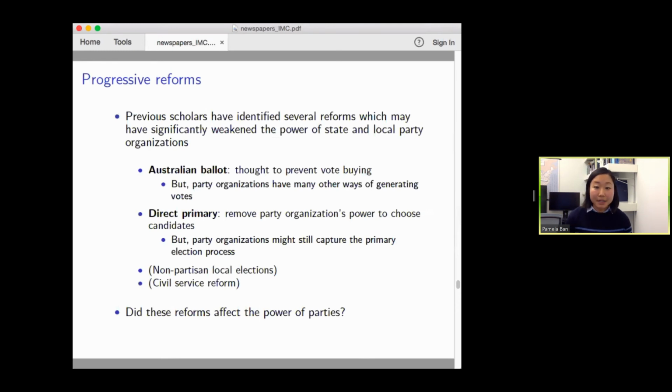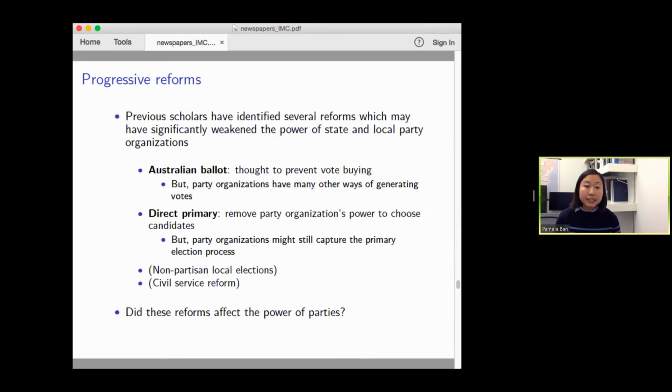And then the second reform that I'm going to talk about today is the introduction of the direct primary. Before the direct primary, nominees for a party were chosen by convention, just chosen by the leaders of that political party. And the implementation of direct primary elections removed party organizations' power to choose candidates. This is one reform that scholars have hypothesized would have contributed to the decline of state and local parties, but we're not sure by how much or if this actually did contribute to the decline, because party organizations might still have been able to capture the primary election process in some other way.